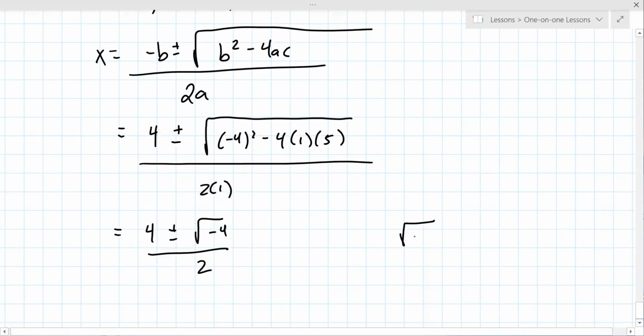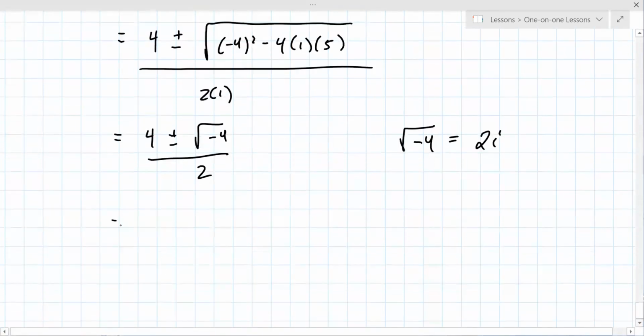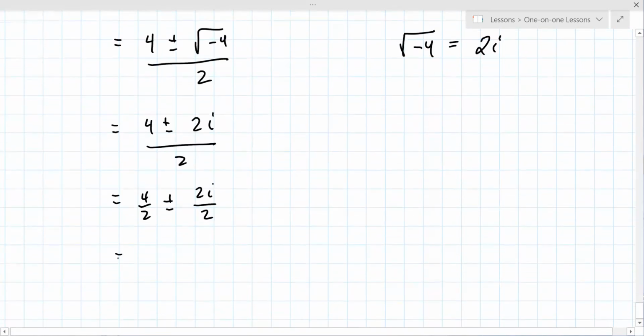What is the square root of -4? Do you recall? 2i. 2i, excellent. So this is really 4 plus or minus 2i over 2. It's really 4 over 2 plus or minus 2i over 2. It's really 2 plus or minus i. So the other zeros are 2 plus i and 2 minus i.